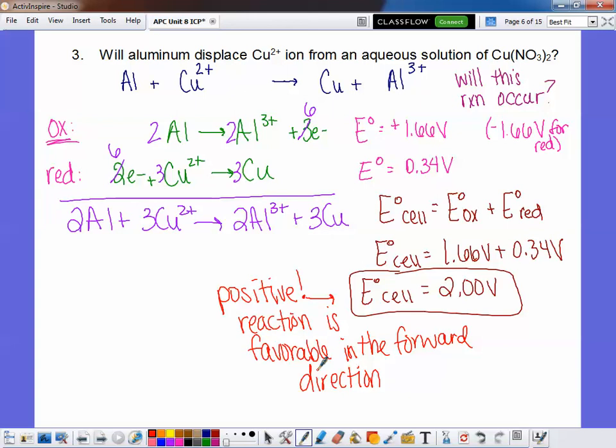All right. So now, any questions there? Yeah. Isn't it asking if, like, the ion would be displaced, but isn't the ion on the reactive side? Yeah. So in this, aluminum displaced the copper ion. Okay. Yeah. Yep. Okay.